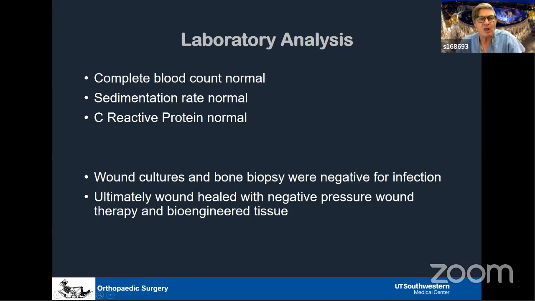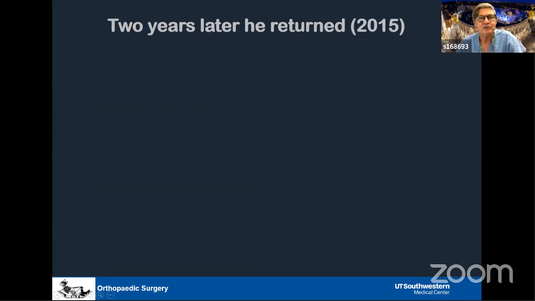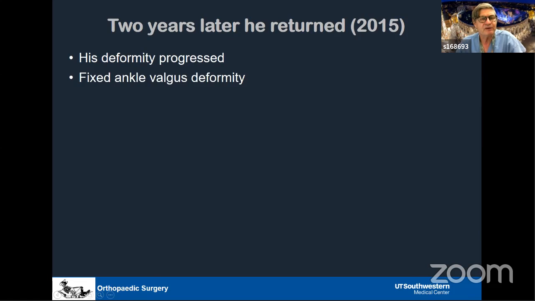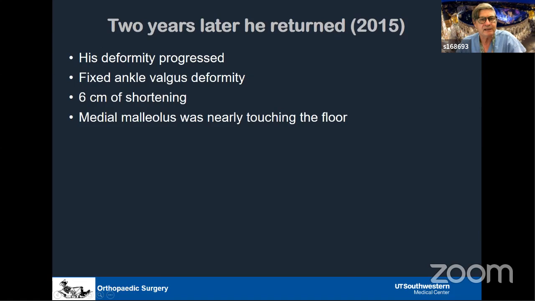And I lost him to follow-up for a period of time. And 2 years later, he returned to me. And his deformity had progressed. He now had a fixed angle valgus deformity. He had 6 centimeters of shortening, and his medial malleolus was nearly touching the floor, and his foot was now non-plantigrade. And he had hypertrophic incisions all about his ankle.